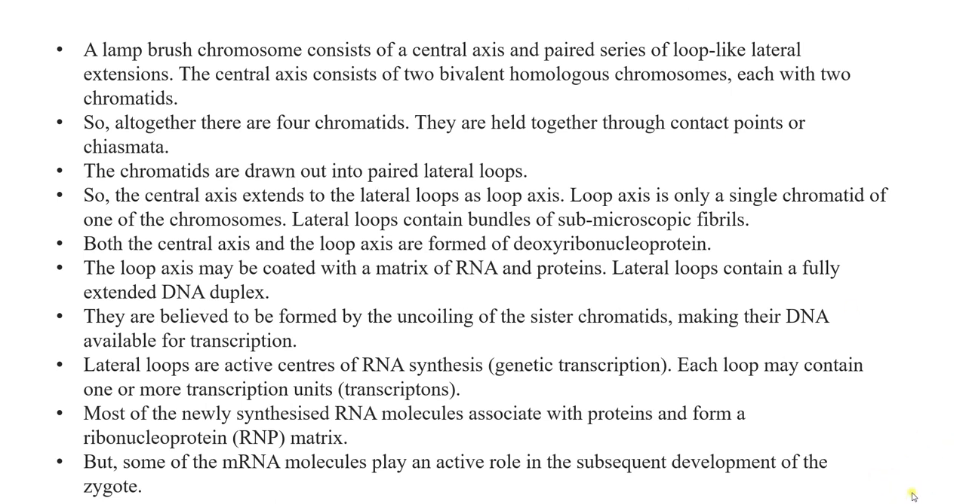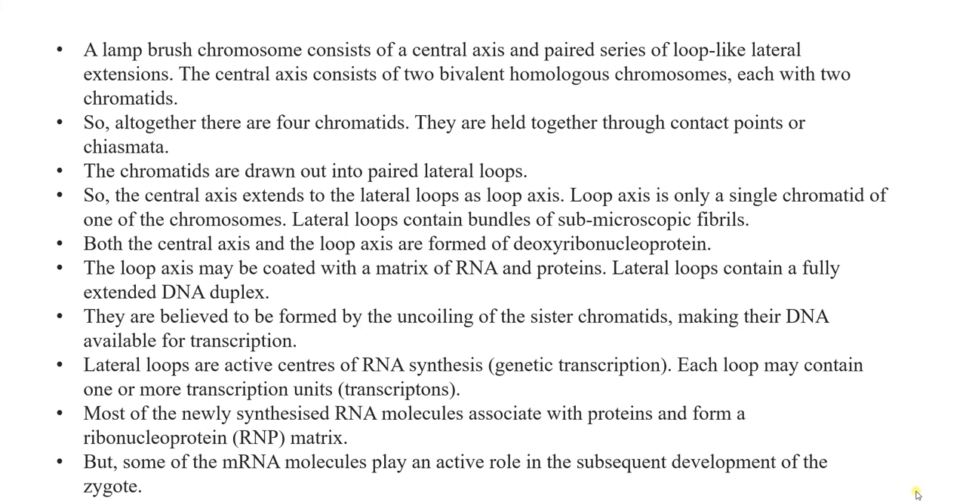A lampbrush chromosome consists of a central axis and paired series of loop-like lateral extensions. The central axis consists of two bivalent homologous chromosomes, each with two chromatids. So, altogether there are four chromatids. They are held together through contact points or chiasmata. The chromatids are drawn out into paired lateral lobes. So, the central axis extends to the lateral lobes as loop axis. Loop axis is only a single chromatid of one of the chromosomes.